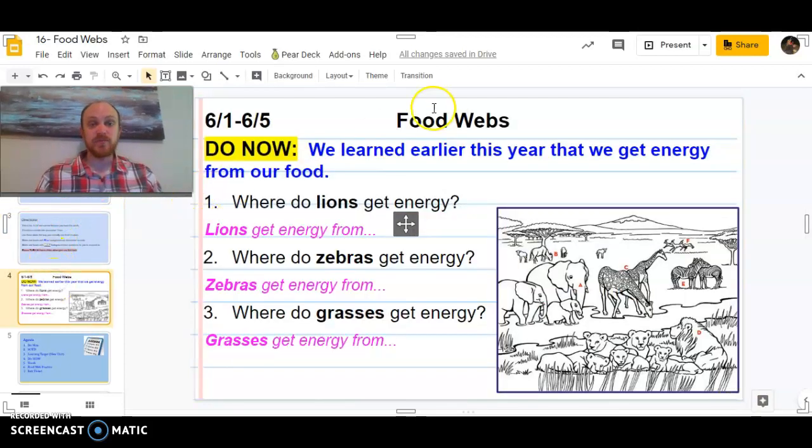Here is our do now. The title today is Food Webs. Please remember everything that we learned about food earlier this year. We learned that we get energy from our food.